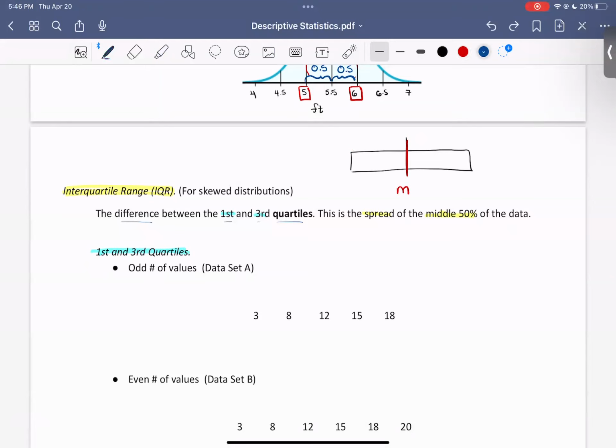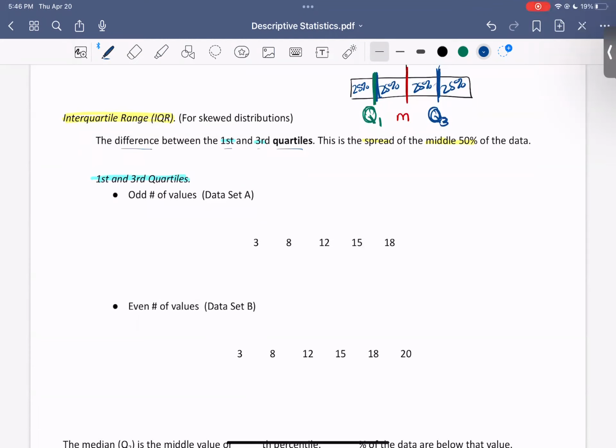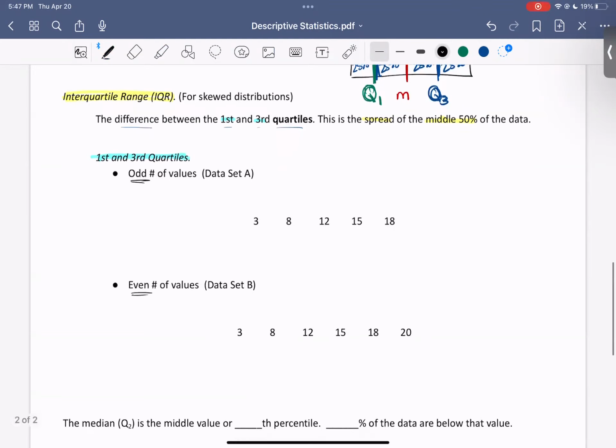Now we could do this again and split the first half into two chunks and the second half into two chunks. What this has done is divided our data up into 25% chunks, or quarters. So that middle of the first half is our first quartile, Q1. The middle of the second half of the data is the third quartile, and we call it Q3. So in our example, let's determine Q1 and Q3 for the data sets A and B.